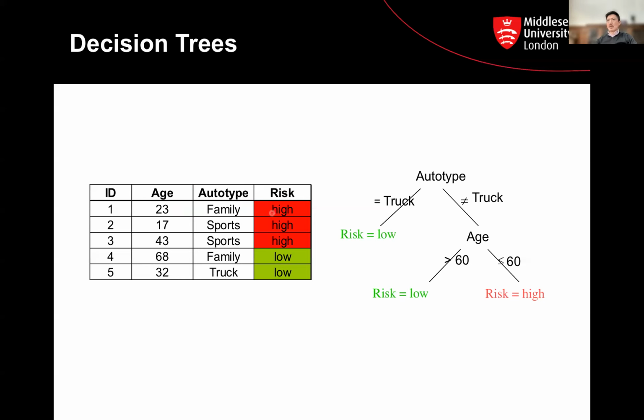If you give this to a decision tree, it will give you something like this, which looks like a tree, except it's upside down. So this is the root, and these are the branches. Because it's like an upside-down tree, that's why it's called a decision tree. So the rule would be: if the auto type is truck, then risk is low. And if the auto type is not truck, you look at the age. If the age is greater than 60, risk is low. And if age is less than 60, risk is high.